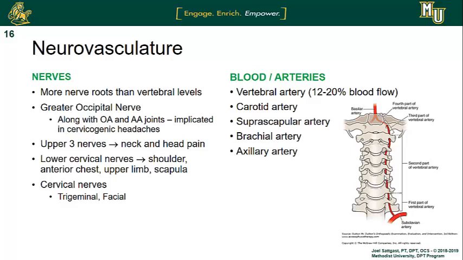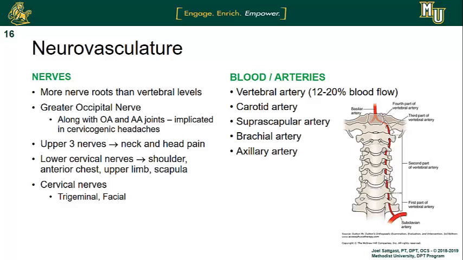Cervical nerves as well, we need to be mindful of the trigeminal and facial nerves. And then when it comes to the blood supply or arteries, we have several. The most important that we need to be mindful of is the vertebral artery. Not to say that the other arteries are not important, but because the vertebral artery is passing within that transverse foramen, when we do mobilization strategies or manipulation strategies, we need to ensure that we're maintaining safe practices.